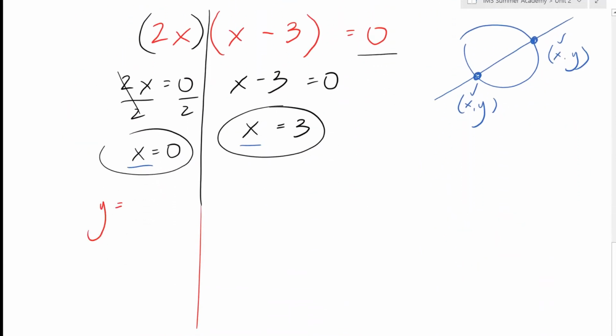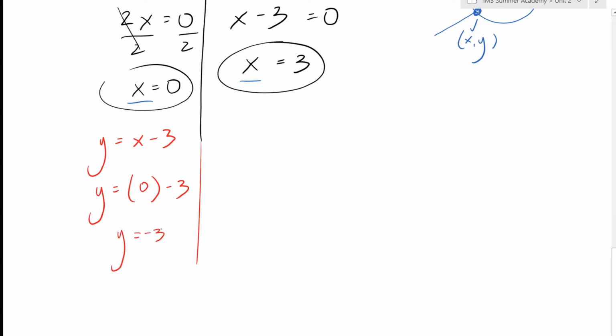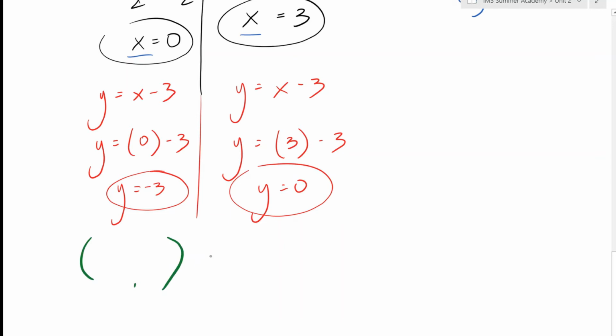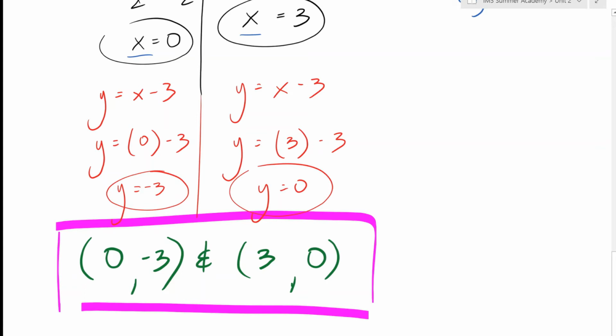So I'm going to write that y equals x minus 3, and instead of x, this time we'll plug in 0, and 0 minus 3 is negative 3. On the other side, take the same equation, x minus 3, instead of x, plug in 3, and 3 minus 3 is 0. And last thing you want to do is just write these as points, as coordinates to show where these cross. So my first point is 0, negative 3. The other point is 3, comma, 0. And there we have the 2 points of where this line and circle cross each other.